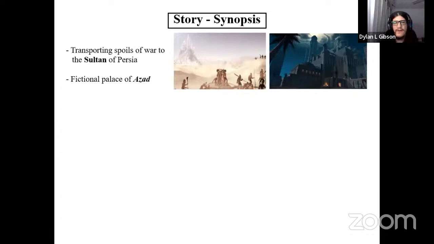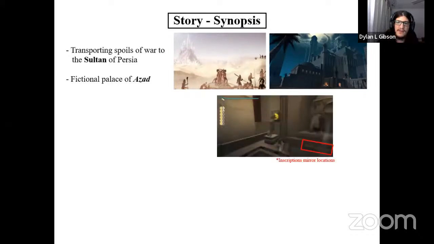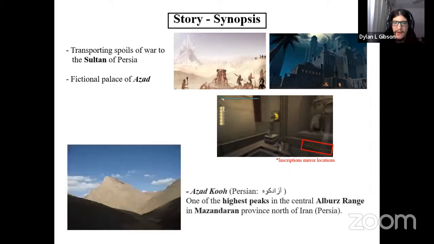So once the prince and the Persian king have gotten all their spoils of war, the treasure and the slaves as well, they take it back to the Sultan of Persia, which is a fictional palace of Azad. Before I talk a little bit more about the mountain Azad, once we are in the Persian palace, we can see inscriptions over here. So the game developers did kind of mix and match Arabic and Persian inscriptions as well. I also want to try to figure out what that says. I do have an example just now of something that appears on a sword, but I'll talk about that.